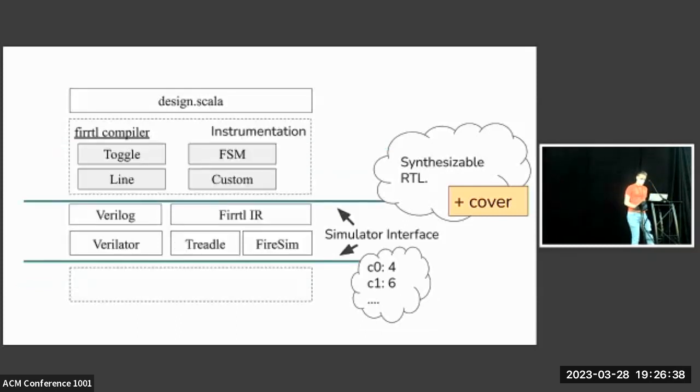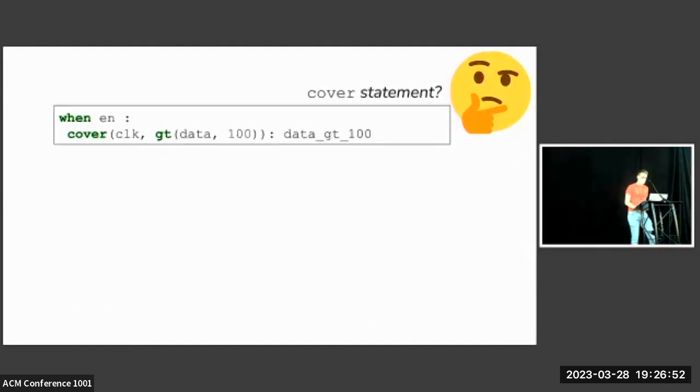And then we can move all our instrumentation into the compiler. We don't care about which simulator you run. We just care about the simulator satisfying our interface. And then we have a report generator that also doesn't care about what simulator the values came from. Now, how does the cover statement work?